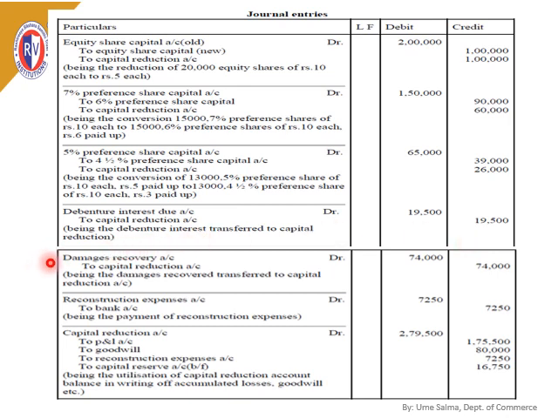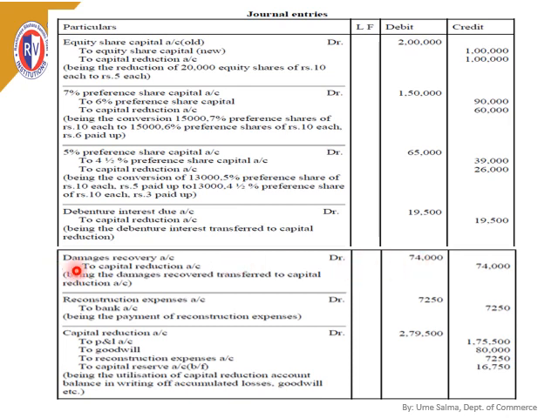Now the next is damages recovered. This is nothing but the amount received on some damages, around 74,000. They just wanted to transfer this amount to the capital reduction account. The reason is they wanted to utilize this amount towards some write-off or towards the accumulated losses. So the journal entry is to be passed to show this.